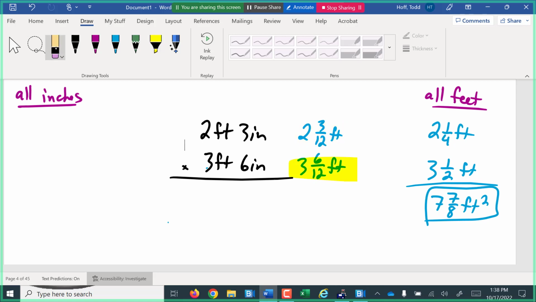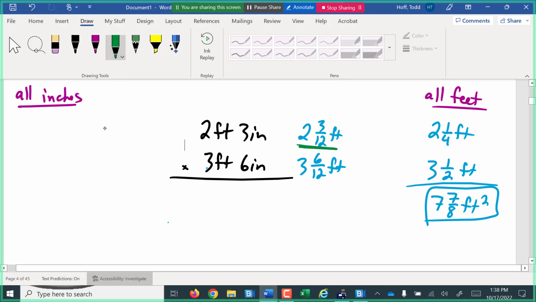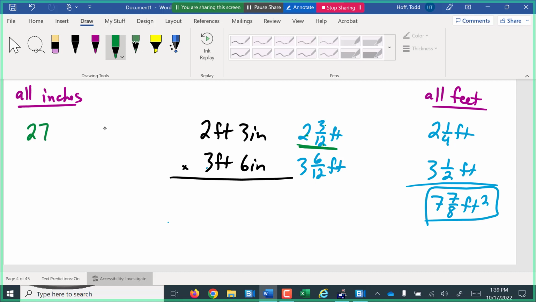convert into all inches. If I want to convert into all inches, I have to think improper fractions. What would the numerator of this be if I turn this into an improper fraction? Well, it'd be 2 times 12 is 24, plus 3 would be 27. So that's 27/12, or just 27 inches.